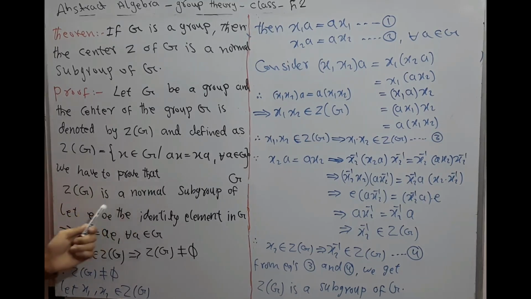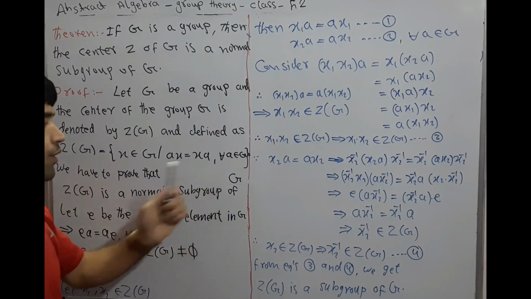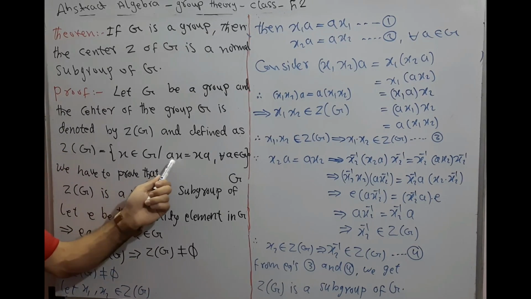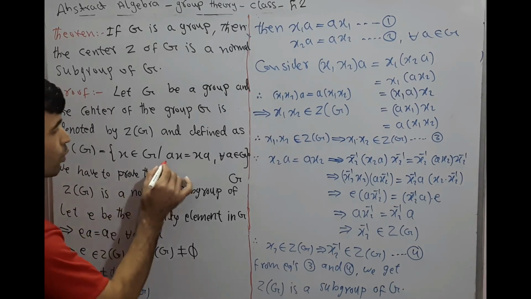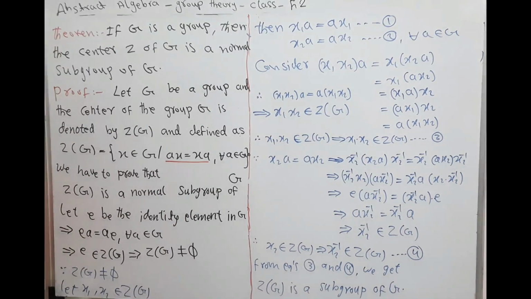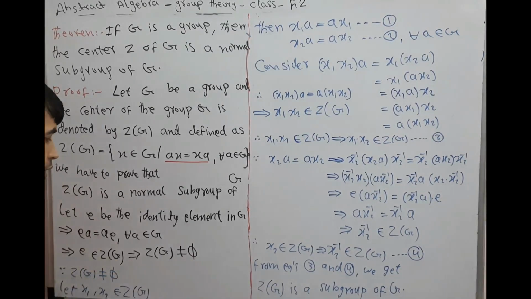We have to prove that Z(G) is a normal subgroup of G. Let e be the identity element in G. When e is the identity element in G, then this implies ea equals ae for all a belongs to G. This implies e belongs to Z(G). When ea equals ae, this equation holds, then we can say that e belongs to Z(G). This implies Z(G) is a non-empty set.